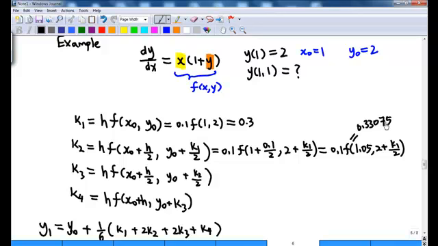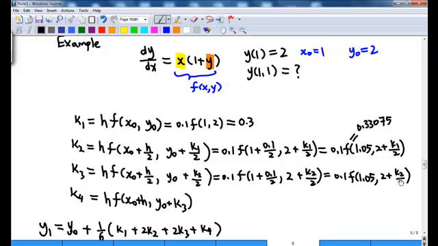Next, I want to find out my K3. K3 is equal to h times f of x0 plus h divided by 2, where h is 0.1, and y0 plus K2 over 2, where y0 is equal to 2. So this is equal to 0.1 times f of 1.05, 2 plus K2 over 2.